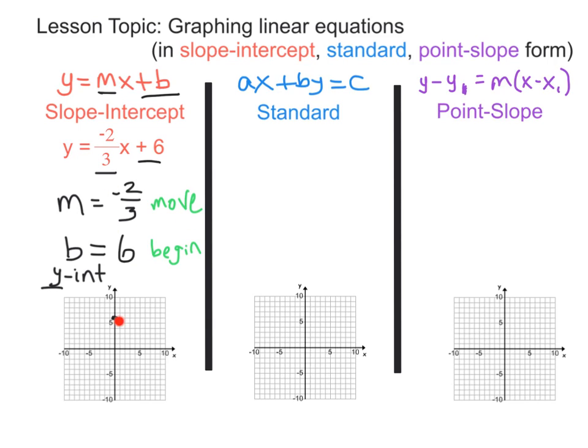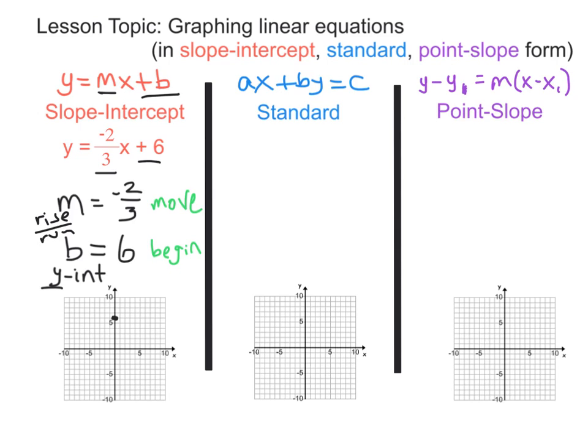So from this point right here, we know we need to go down 2, because it's negative, and right 3. Remember that slope is rise over run. Rise over run. So we're going to rise negative 2, and we're going to run 3 to the right.